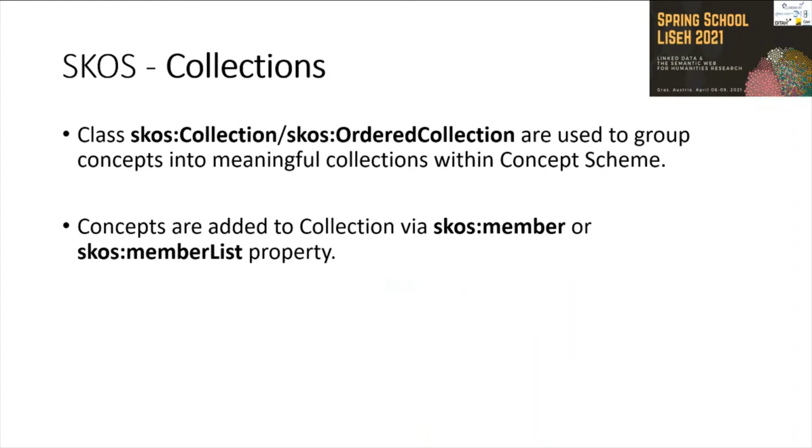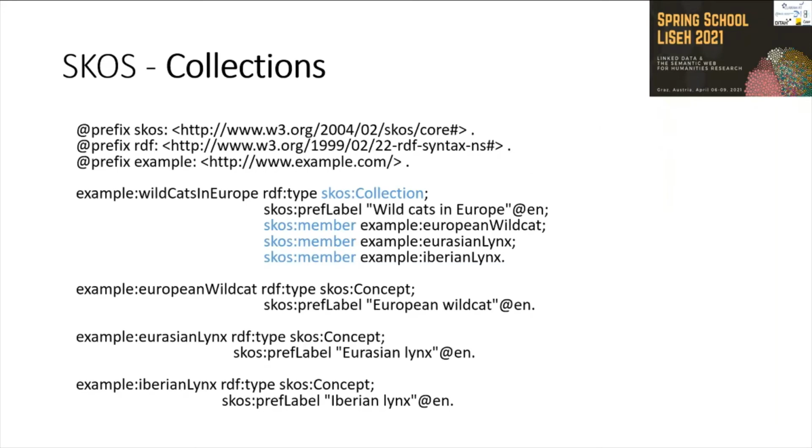Besides arranging concepts in one concept scheme, SKOS provides a class of collection that is used for grouping concepts based on their shared characteristics. Concepts can be added to a collection via the SKOS member or SKOS memberList properties. This example shows how different concepts representing wild cats can be grouped in a collection of wild cats in Europe. The geographical location in this case is a common characteristic by which we group concepts together.